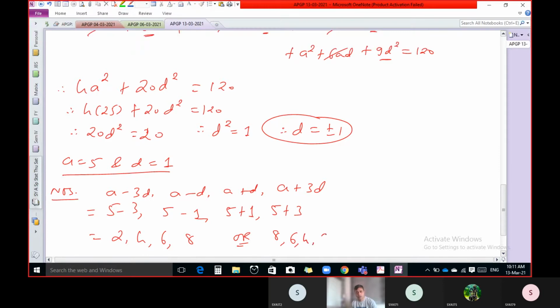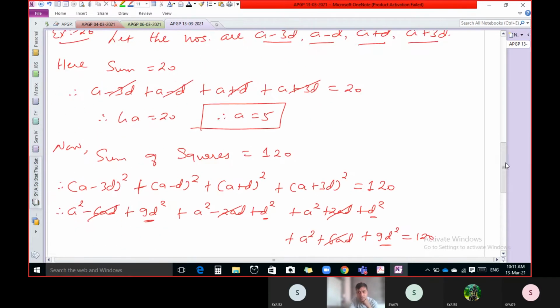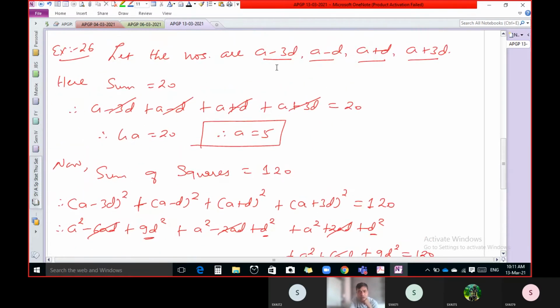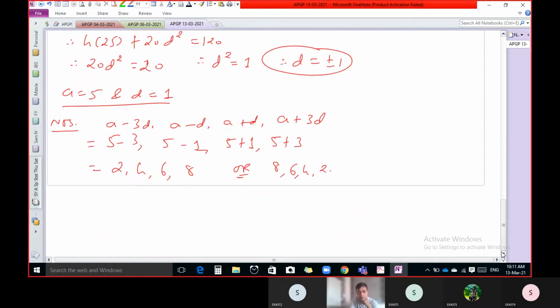So there are two possible answers. See the four numbers 2, 4, 6, 8. These are four numbers. Here d is equal to 1, but d is not the difference here. Our difference is 2d. Please bear in mind, for four numbers difference is 2d, not d.